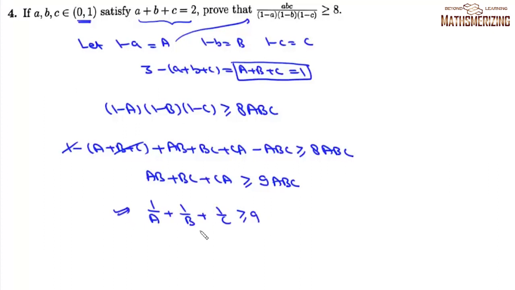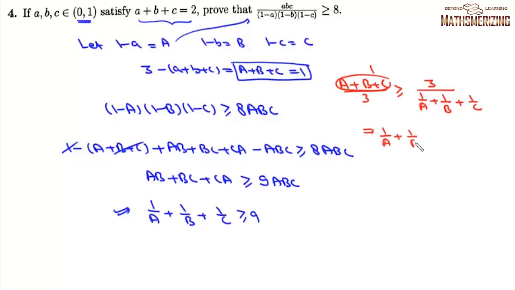Now for these three numbers A, B and C, their arithmetic mean will be (A+B+C)/3, and it'll be greater than or equal to its harmonic mean, which is 3 upon (1/A+1/B+1/C). Now A+B+C is 1, so this is 1 here. So from here we can say 1/A+1/B+1/C will be greater than or equal to 9. And this is the answer to this question.